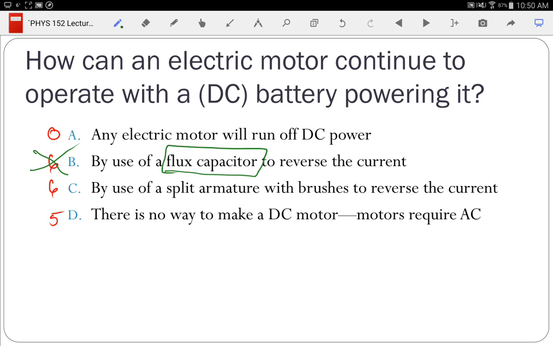But with a DC motor, you have to do something so that it doesn't, remember I talked about having maximum torque, you rotate 90 degrees and you have zero torque. If you rotate further, you can start having torque in the opposite direction. But if you can change the direction of the current, then you would flip the direction of the torque. And so what you have is what we call a split commutator. I said split armature here.